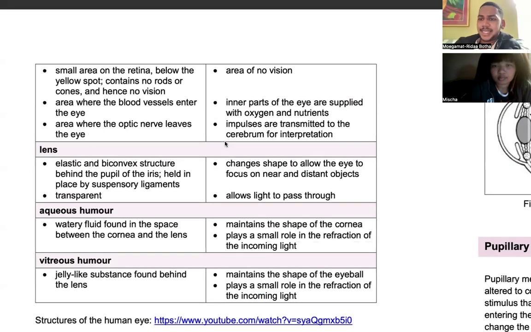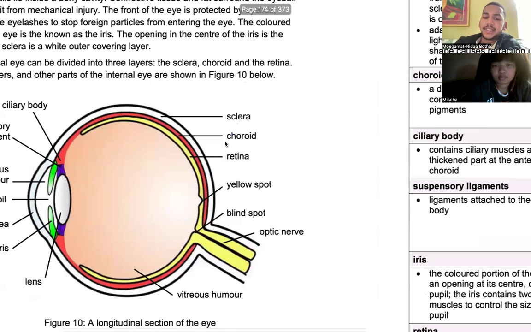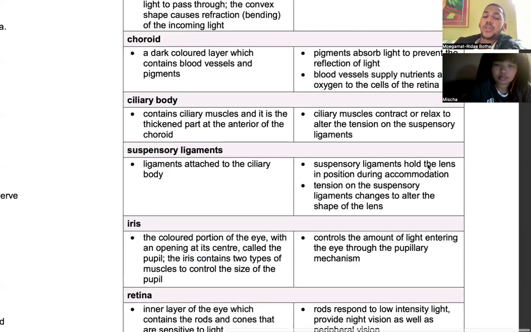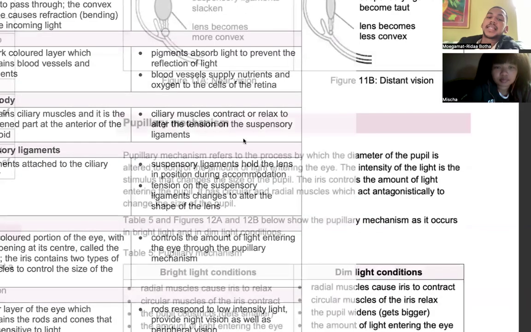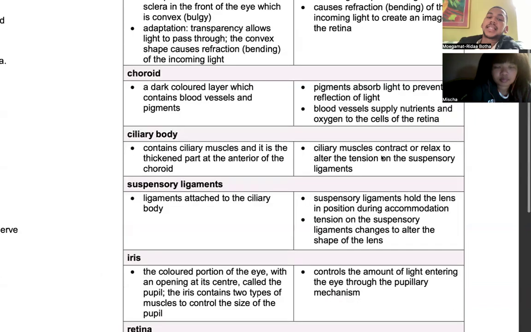In terms of the suspensory ligaments, they are the ligaments that are attached to the ciliary body. The function of these ligaments is that they hold the lens in position during accommodation, and the tension on the suspensory ligaments changes to alter the shape of the lens. The ciliary body contains ciliary muscles, and it is a thickened part of the anterior of the choroid. These ciliary muscles essentially contract or relax to alter the tension of.